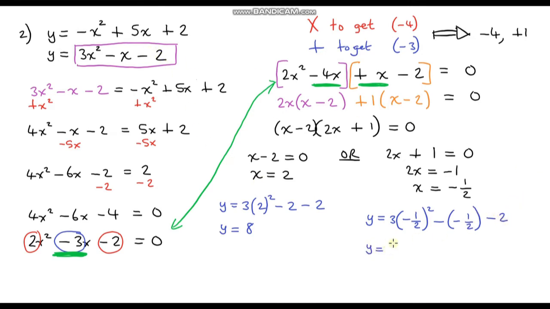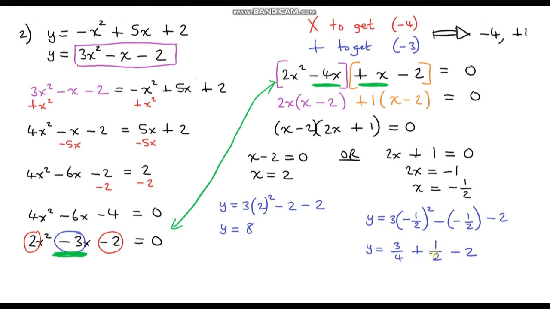So what do we have now? Well, negative a half squared, that's going to be positive 1/4. And if we times that by 3, well, that's 3/4. So we've got 3/4. And then if we're subtracting negative a half, that's the same as adding a half. And then subtract 2.